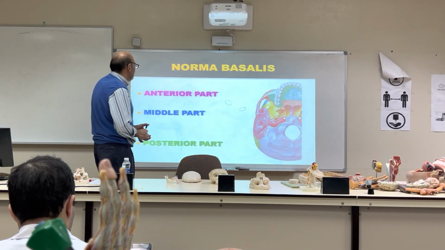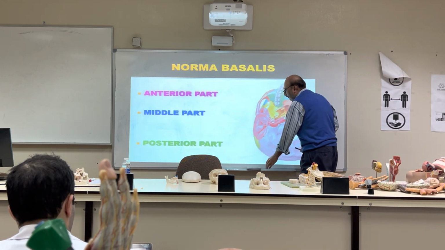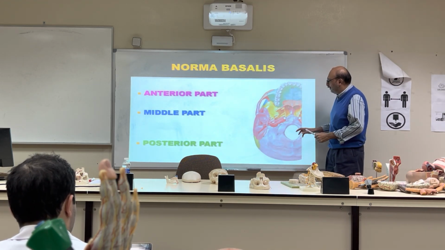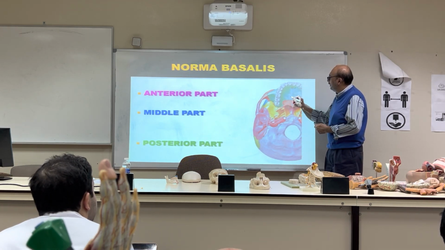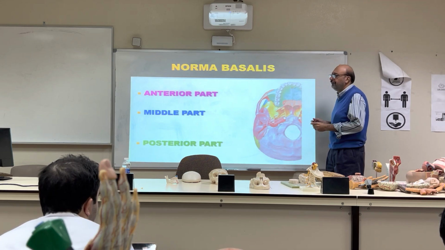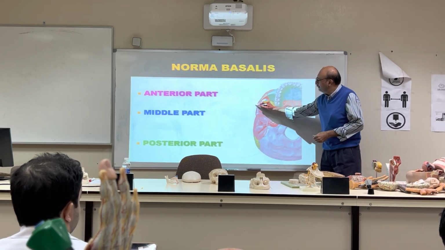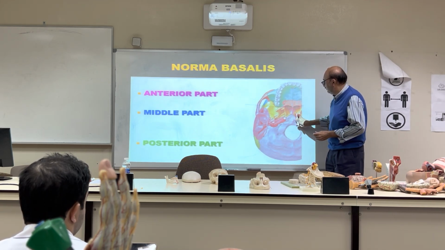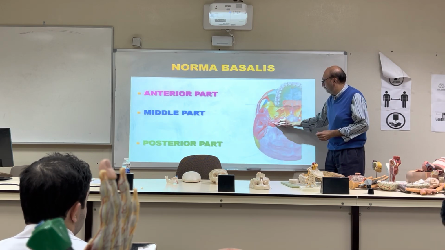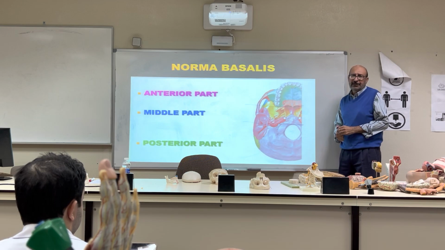Okay, here is the base of the skull, norma basalis. Why am I telling you norma basalis? Because there are multiple foramina here, like this one, here, here. We'll see them. Anterior part roughly at this level, middle part roughly at this level, and the posterior part after the foramen magnum, including it.